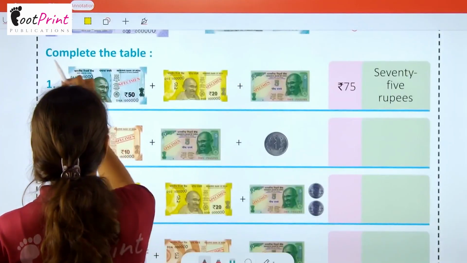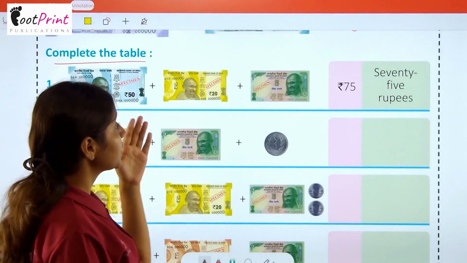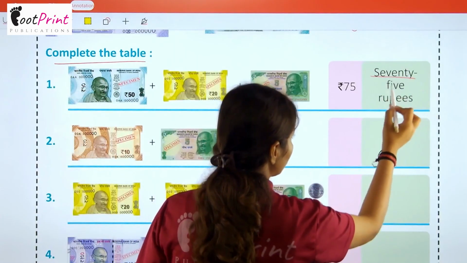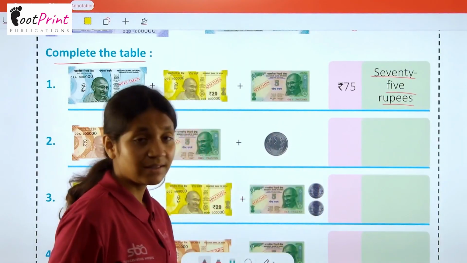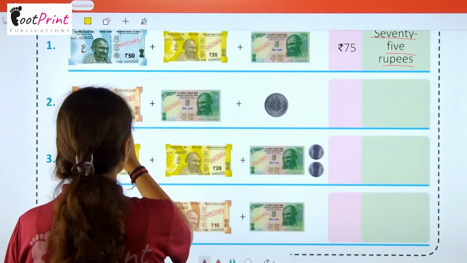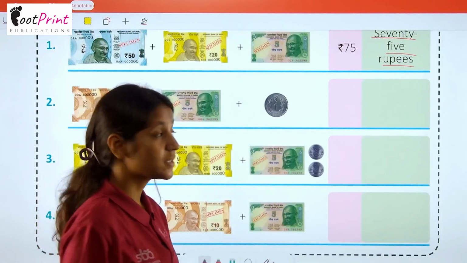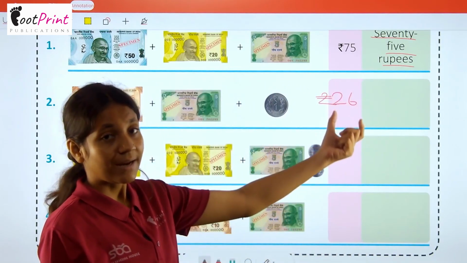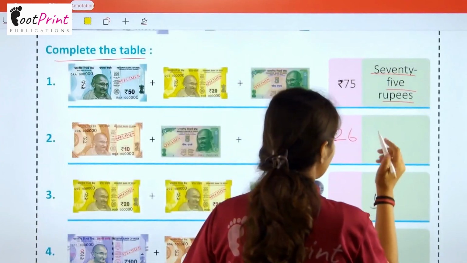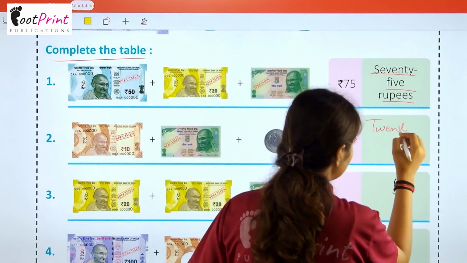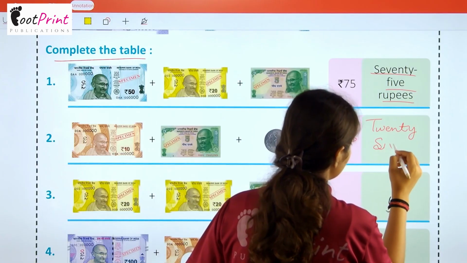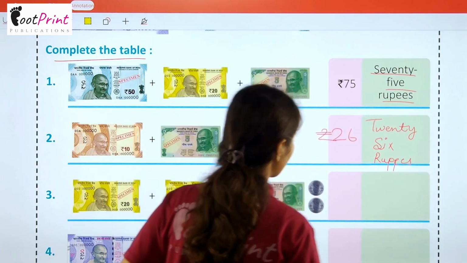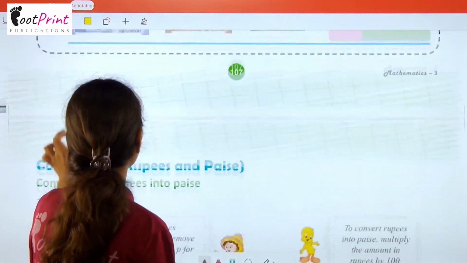See, here we have a question, complete the table. 50 plus 20 plus 5. So 50 plus 20 is 70, plus 5 is 75. So here we have to write 75 rupees in figures and the names also. Here we have 20 plus 5 plus 1. So it is 26. Do not forget to write the symbol of rupee also. Here we will write 26 and then rupees. And this is how we will do this activity.